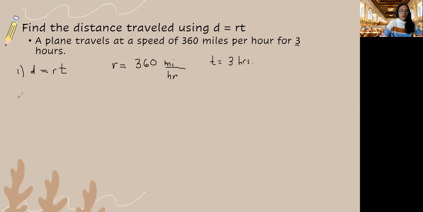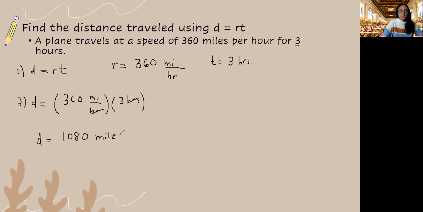Okay, now for the second step, we're going to substitute these values into our equation. So R, we said, was 360 miles per hour times time, which is 3 hours. Now we do the multiplication. 360 times 3 is going to be 1,080. Our hours cancel, and we're left with miles. I hope that you got the same answer.